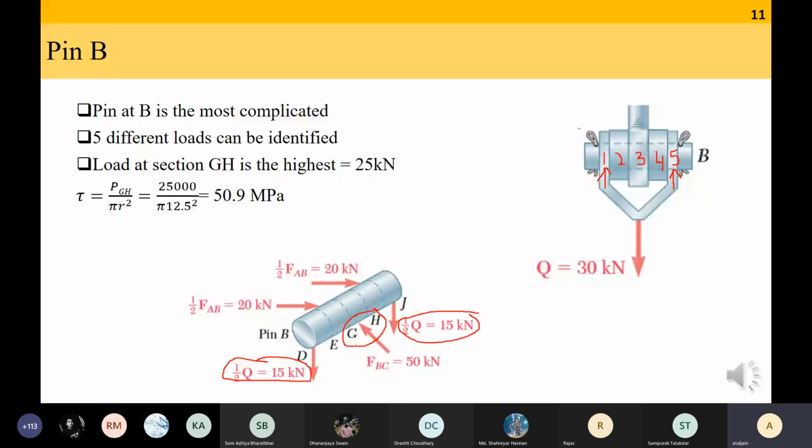In the region DE, force is 15 kilonewton. In the region EG, it is 20 kilonewton. In GH, it is 50. So we have to calculate the shear stress based on this 50 kilonewton. Sir, we will calculate shear stress for higher forces? Yes, because the shear stress value will be highest. We want to calculate, right? In general, we are interested in the highest value of stresses, not the lowest value.